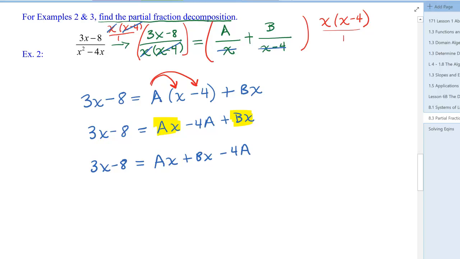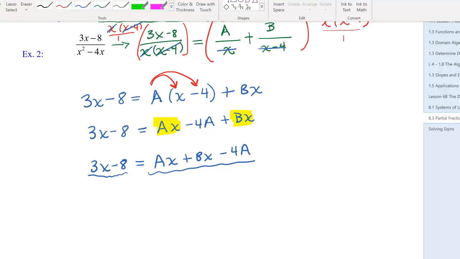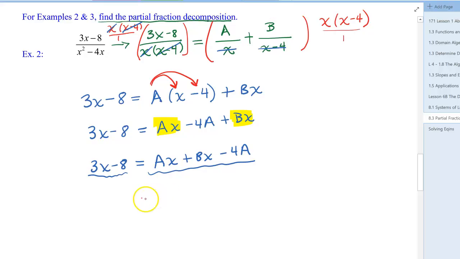So now remember we have that property. We have a polynomial on the left-hand side. We have a polynomial on the right-hand side. And for these to be equal, the coefficients of x have to be equal. So I think I got a little ahead of myself, but that's okay. So we're going to factor x out of these two terms, and x times a will give me ax. x times b will give me bx.